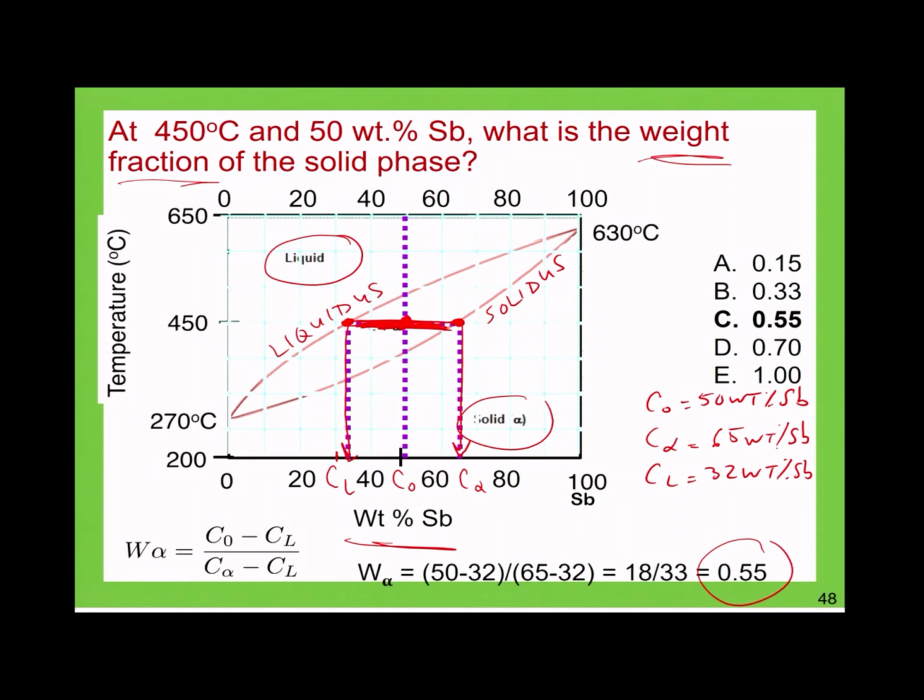The answer from the back is 1 minus the phase weight fraction, or the phase mass fraction, of the solid phase, because you only have 2 phases as you've identified in this particular phase field. So it's just 1 minus that. If you wanted to compute it as a sanity check, in case you calculated W alpha incorrectly, you can calculate the fraction of liquid by doing C alpha minus C naught, divided by the entire line, C alpha minus C L. You just take the fraction, which should get you 0.45.